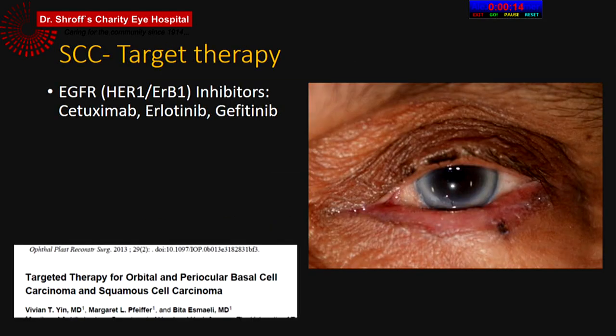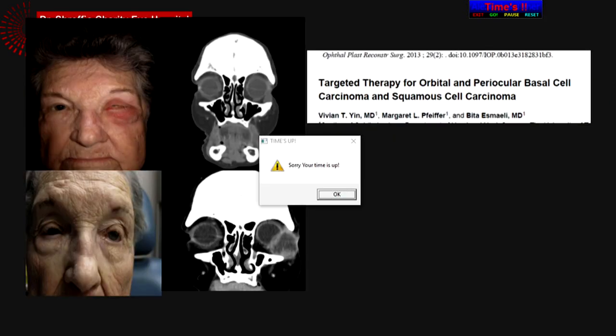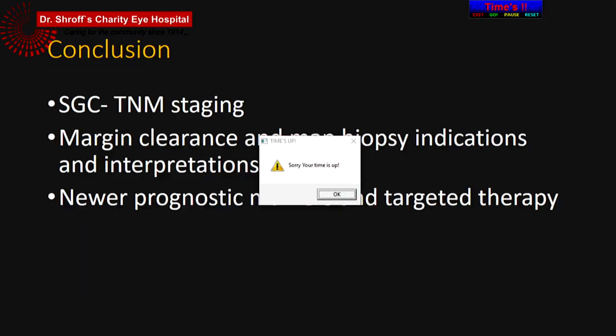The last bit is the targeted therapy for squamous cell carcinoma. The epidermal growth factor receptor inhibitors are now commercially available for use in squamous cell carcinoma, and have shown good response in selected patients. So probably in future, this will also become a treatment modality for most of our tumors.